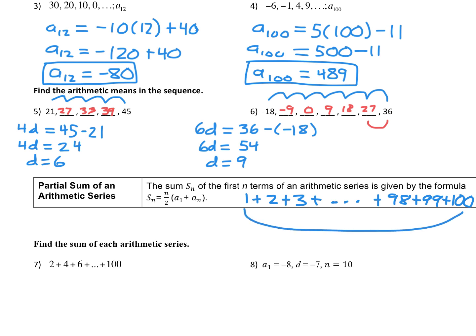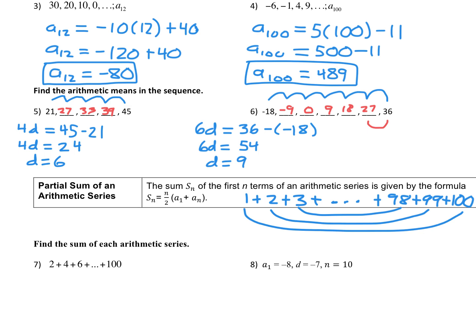And so the way he did it was he realized that 1 plus 100 is 101, 2 plus 99 is 101, 3 plus 98 is 101. So all of these pairs are going to add up to 101, and then we just need to know how many pairs there are. And so there will be 50 pairs because if there's 100 items, 100 divided by 2 is 50.